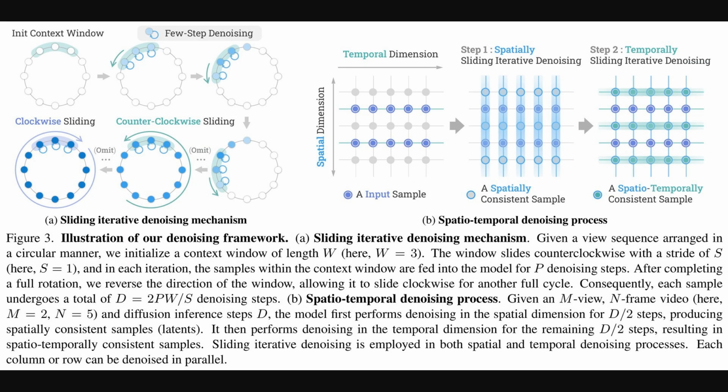And this figure gives us a great visual for how that sliding denoising actually works. On the left, you can see a small window sliding around the data, applying just a few denoising steps at a time. This iterative process, going both clockwise and then counterclockwise, ensures information is shared across the entire sequence. Then, on the right, we see how this is applied first spatially, to make different camera views consistent, and then temporally, to make the motion smooth over time. This two-step approach is what creates the final, consistent result.